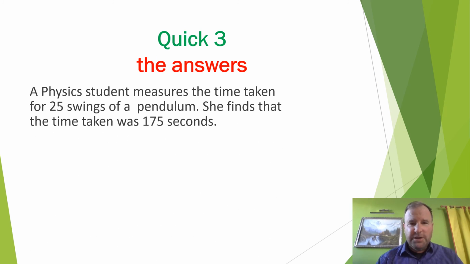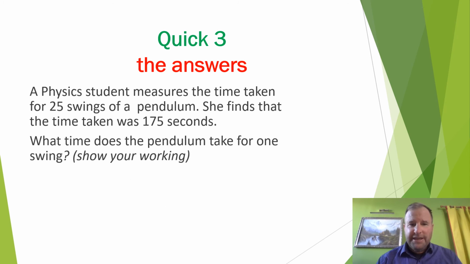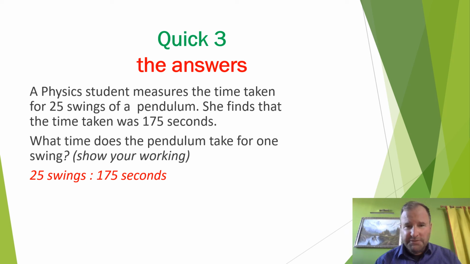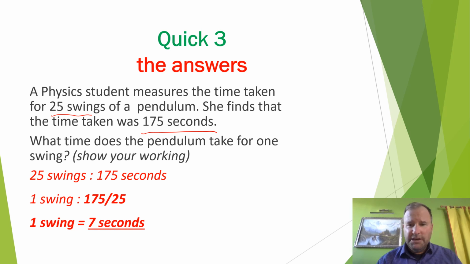Okay, for the second question, here is the answer. What time does the pendulum take for one swing? 25 swings takes 175 seconds. That's in your question here, 25 here. How long for one? You divide that 175 seconds by 25 to find for one swing, and one swing equals 7 seconds. Well done if you got that right.